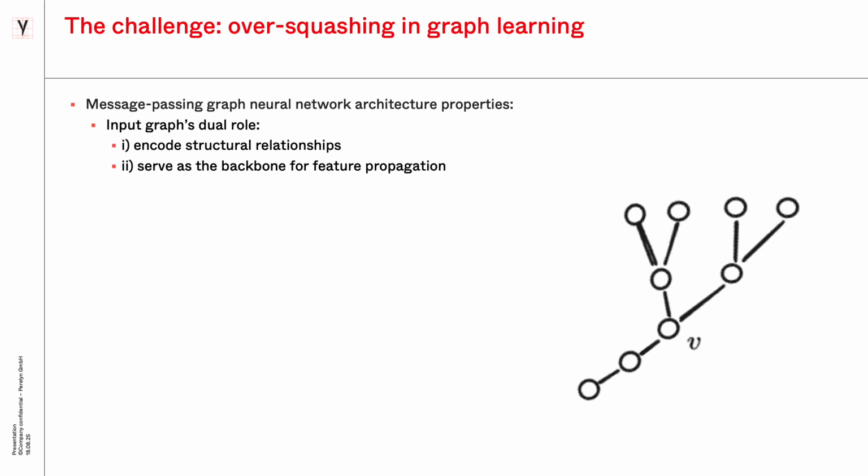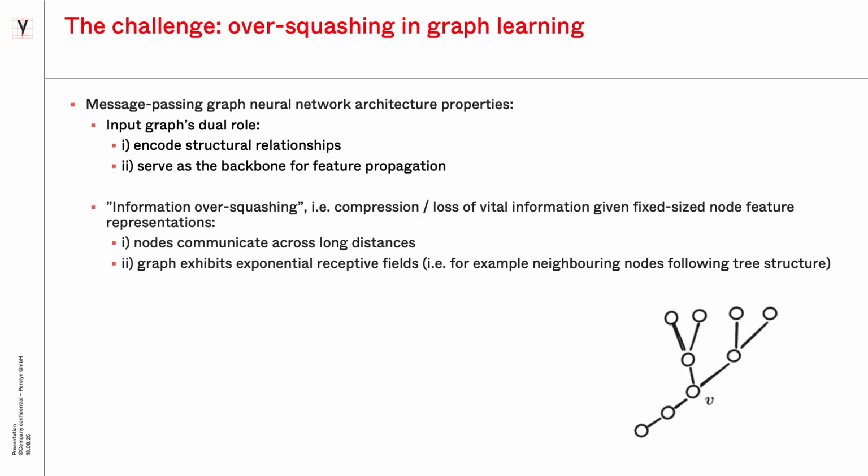To that extent, it tends to open the door for that phenomenon, information over-squashing, which is basically the loss of information due to compression over long distances, or over exponential receptive fields, in particular because of the fixed size representation of individual nodes. So when does it actually happen? If nodes communicate along long distances, or as we'll see in a second in an example, if we want to pass too much information from too many nodes through individual nodes that function as a sort of bottleneck. Yeah, and how does that occur?